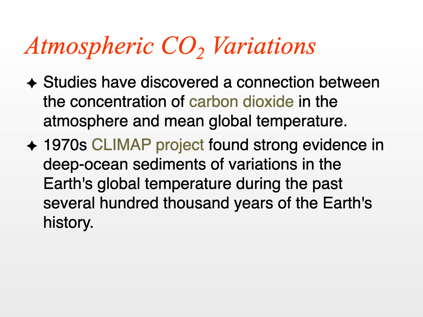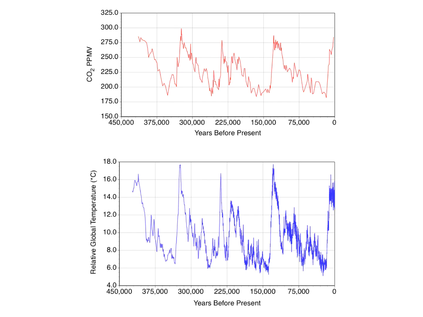Let's now look at variations in atmospheric CO2, the second factor. In the 1970s, there was a project involving many scientists where they analyzed deep ocean sediment cores and proxy data in these cores to determine past variations in Earth's global temperature. And these cores went back about 400,000 years. And the following pattern was revealed in these cores.